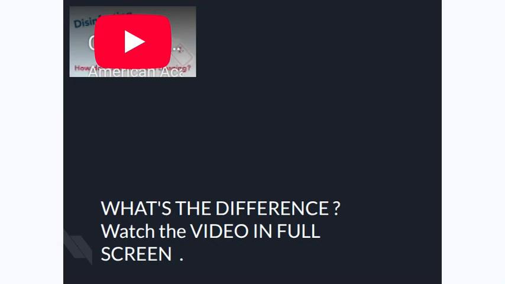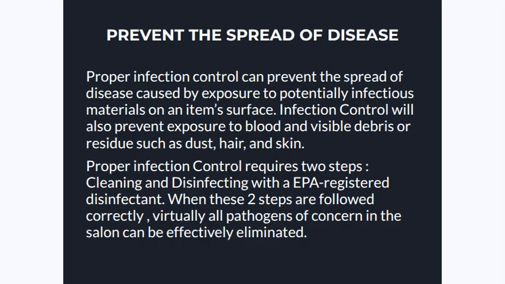Okay, ladies, so we know that there is a difference between cleaning and disinfecting. So when we get back in that lab, we are not just going to clean, we are going to disinfect. Prevent the spread of disease. This is extremely important heading back into the lab.